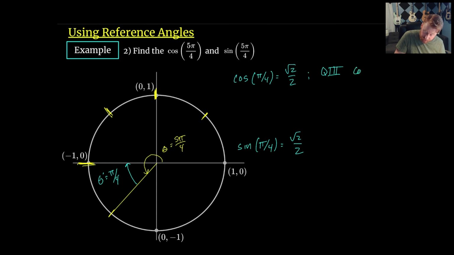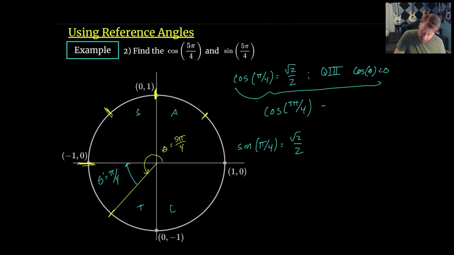And in quadrant 3, the cosine is always, let me draw that a little bit better, the cosine is always negative. So over here, everything about a smart trig class, that tells us that only the tangent is positive over here. So putting these together tells me that the cosine of 5 pi over 4 must be negative square root of 2 over 2. So if I wanted to write that in over here, I've got negative square root of 2 over 2.